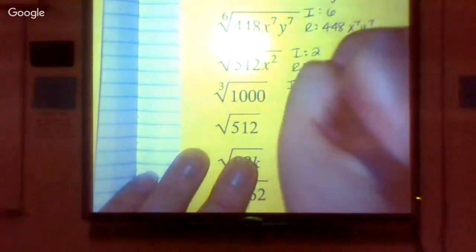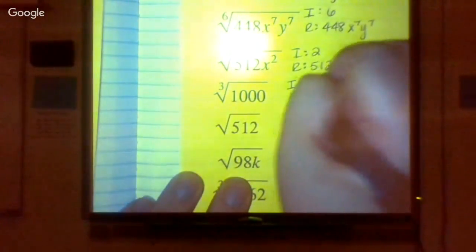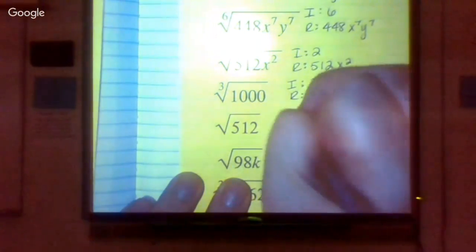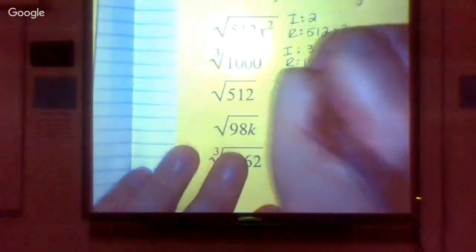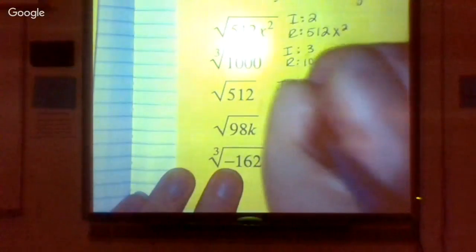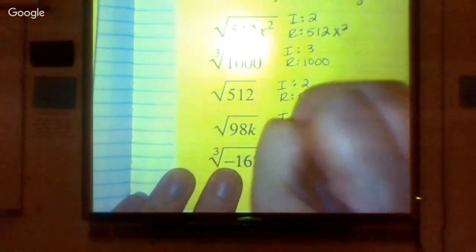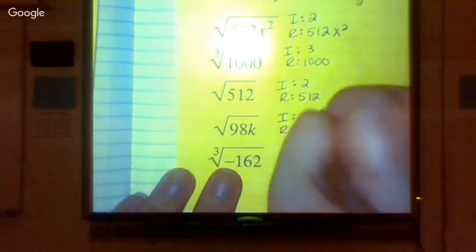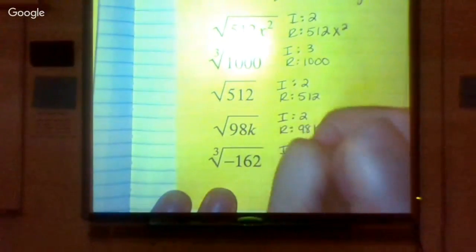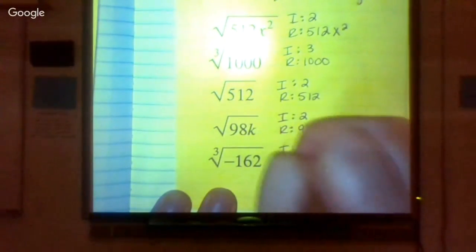Index 3, radicand. Index 2, radicand 12. Index 2, radicand k. Index 3, radicand -162.